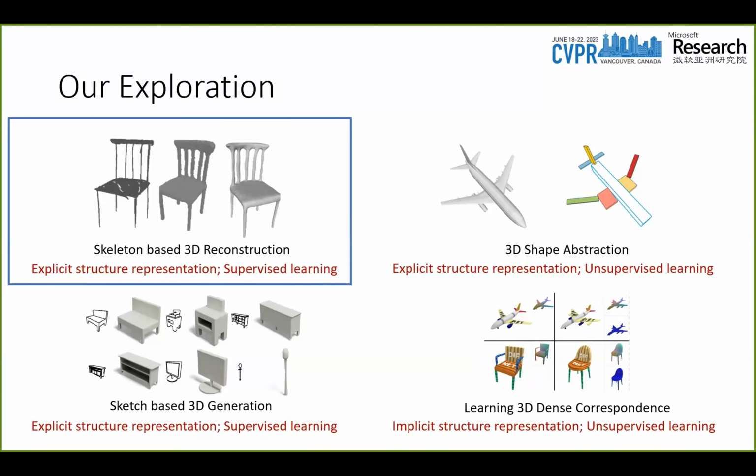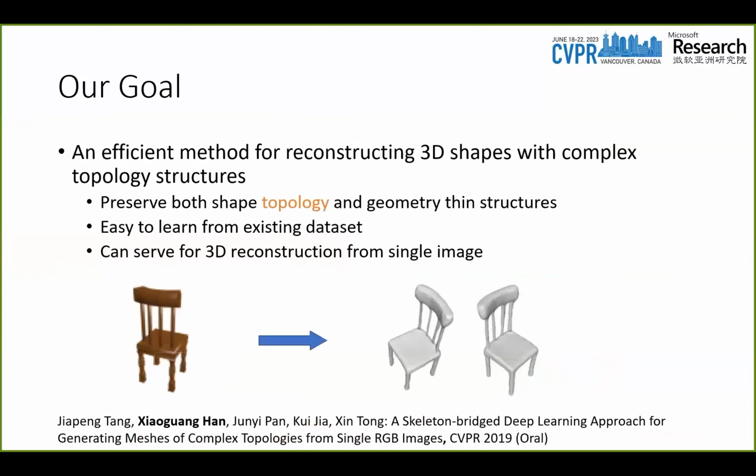The first work I will introduce tries to learn an explicit 3D structure representation from a labeled dataset and then apply it for 3D reconstruction. The work has been published in CVPR 2019. As shown here, the goal of this work is to develop an efficient method for reconstructing 3D shapes with complex topology structures, especially those shapes with thin structures.